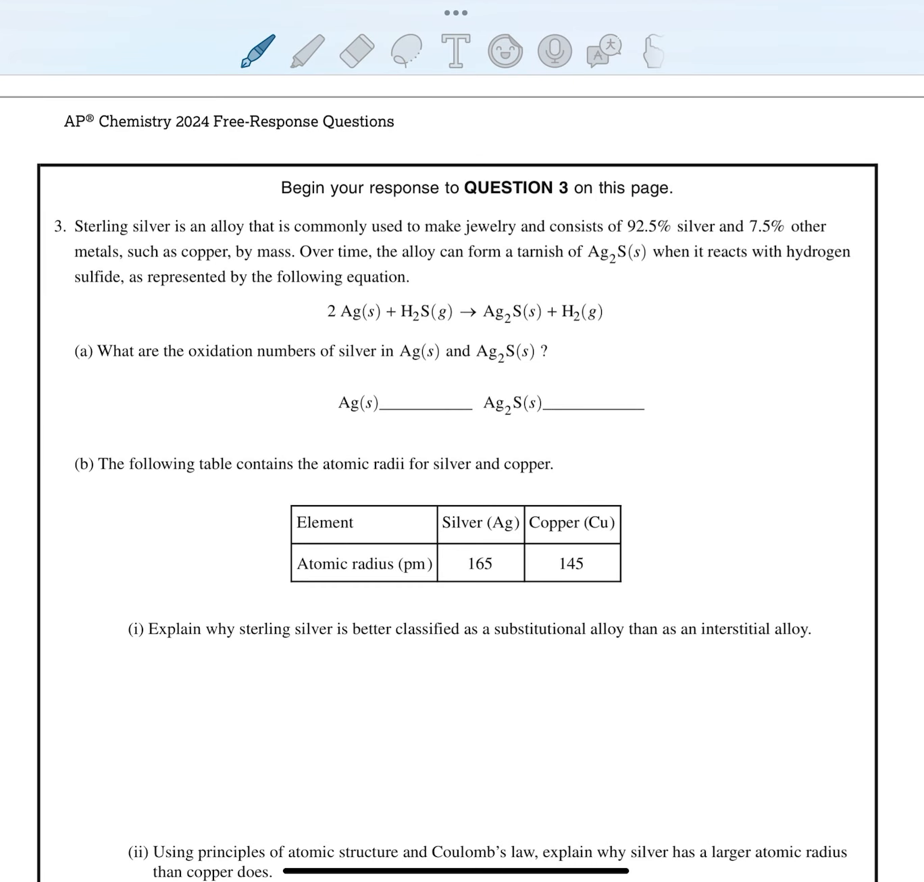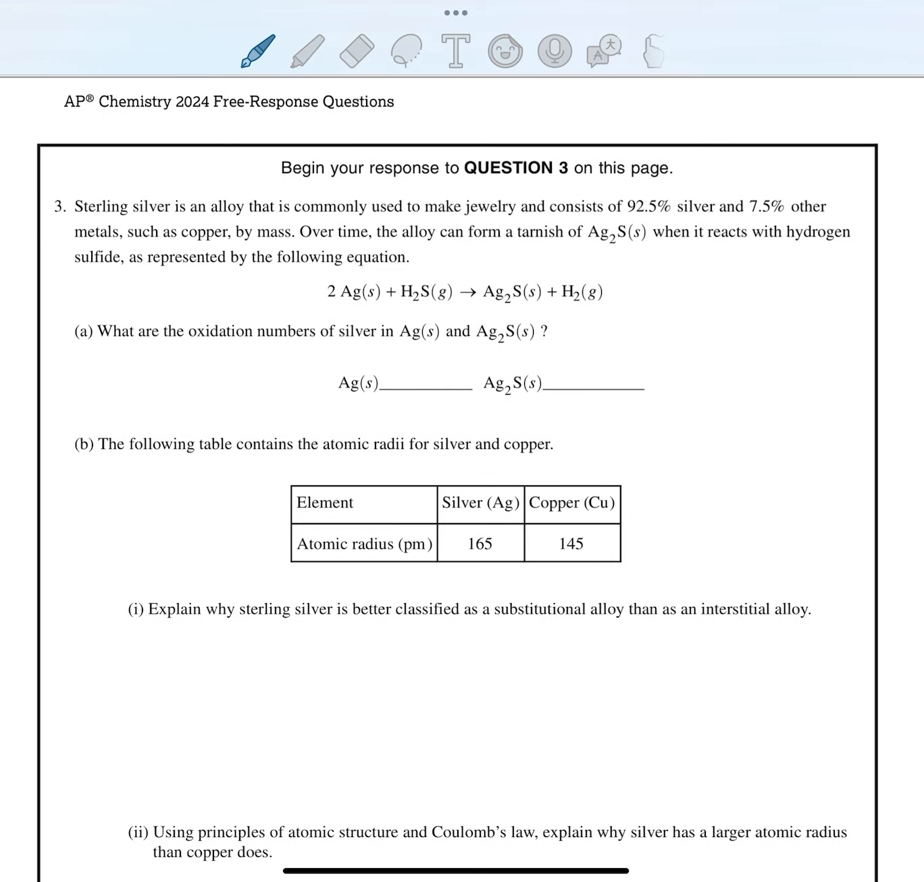All right, let's move on to question 3 on our free response. Question 3 is looking at sterling silver, which is a metal alloy, a combination of silver and other metals such as copper. Over time, it can tarnish, and for example, a chemical equation is shown below. In question A, what are the oxidation numbers of silver in Ag and Ag2S?